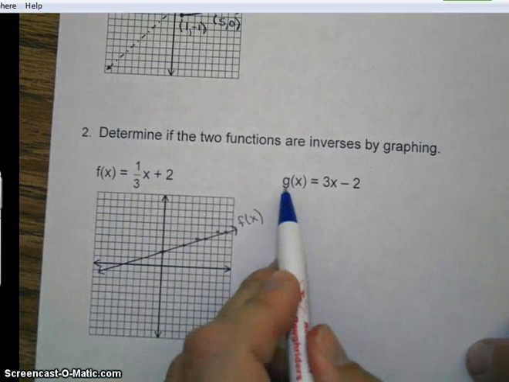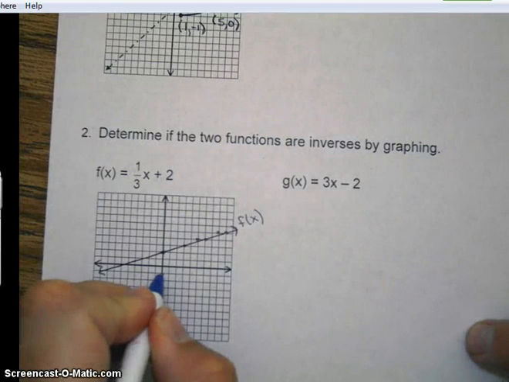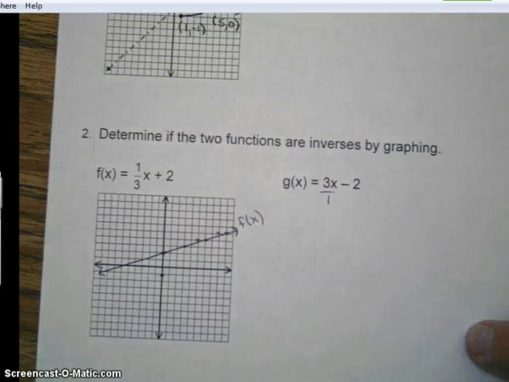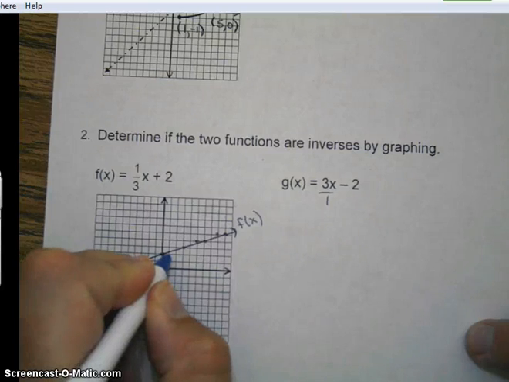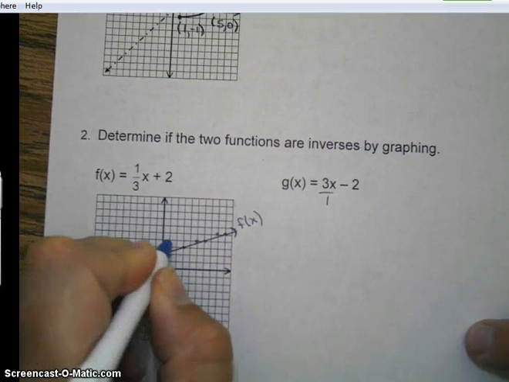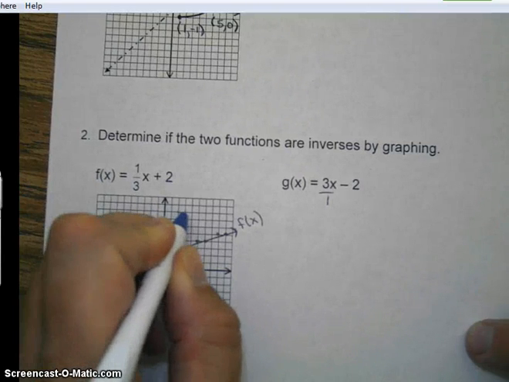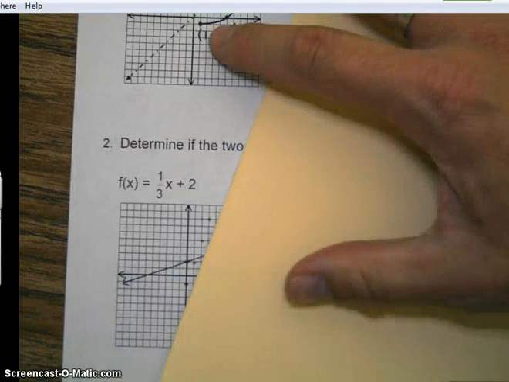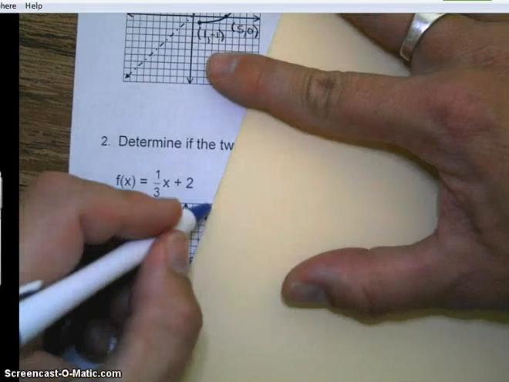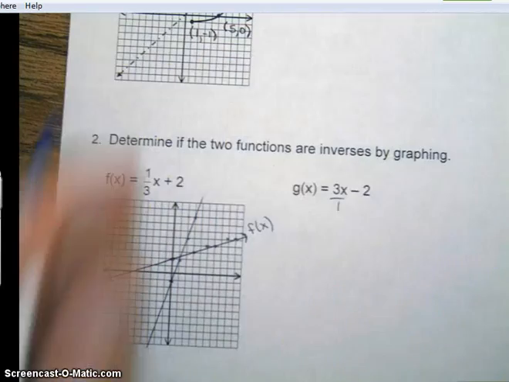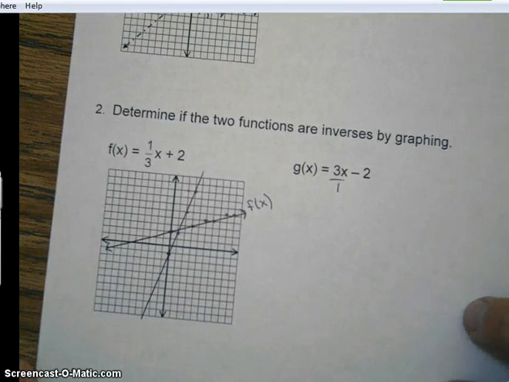Now graphing function g. We have -2 as our y-intercept. Our slope is 3 over 1, so we're going to rise 3, run 1. Rise 3, run 1. Get yourself a straight edge and line up the points. Okay, now let's find out if these are inverses or not.